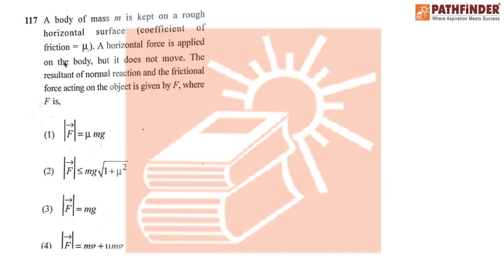Okay, now for the next one, a body of mass m is kept on a rough horizontal surface. Horizontal force is applied on the body, but it doesn't move. The resultant of normal reaction and the frictional force acting on the body. So the mass m is kept on a rough horizontal surface. Horizontal force is applied on the body and the body doesn't move. So the net resultant of the forces is 0. So there are some other forces, which is N, and there is mg, and there is friction force. Now the resultant of normal reaction and the friction force we need to determine.